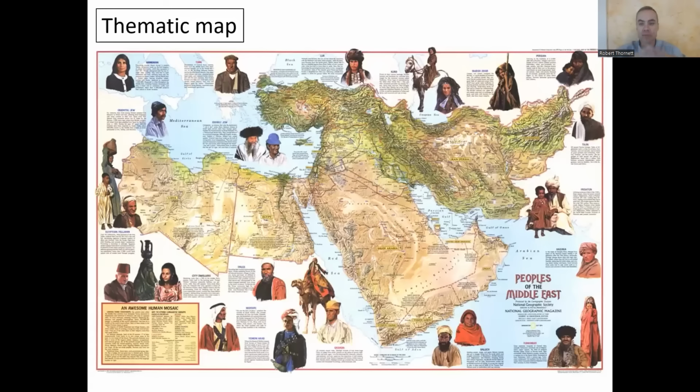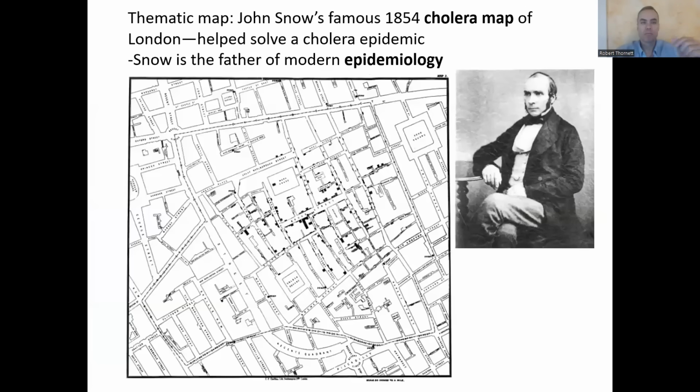Here's another thematic map. This is from one of those famous National Geographic maps that used to be pulled out from inside the magazine. This is many, many decades ago. Peoples of the Middle East, right? That's the theme. And of course, you see all over the map, different peoples of the Middle East. So there's another good example of a thematic map.